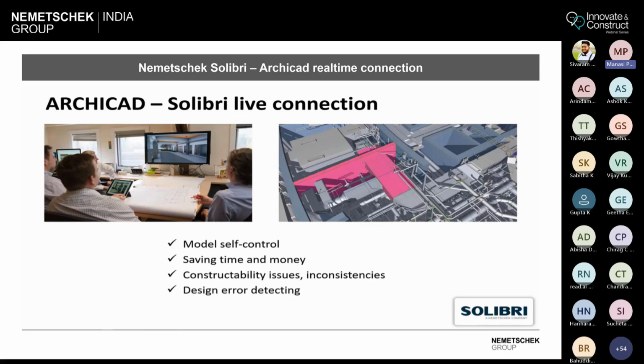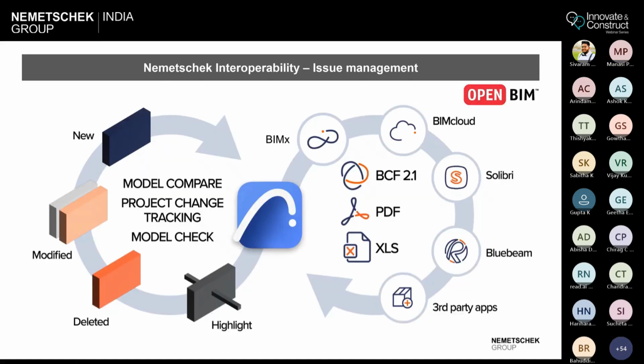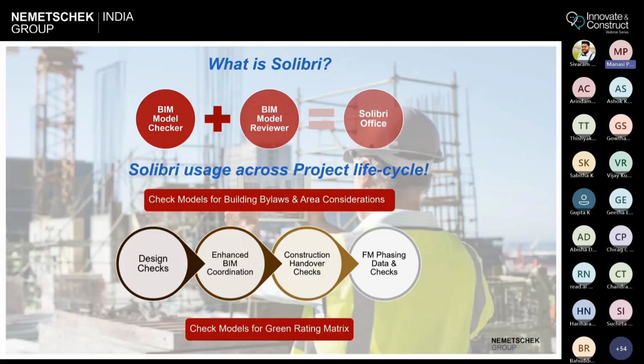And the design errors are also detected at a very early stage, when the model is in the making, and the collaboration is much faster because of the smaller file size of IFC. So the ArchiCAD and Solibri connection makes it smooth, easy, and productive for a designer's workflow. So if someone has to manage the issues with ArchiCAD and Solibri, all the model exchange, project exchange, tracking, editing and highlighting of the model is going through this Solibri interface, which can very well integrate with the BIM Cloud of ArchiCAD, the BIMx tab, as well as all the global formats like BCF, IFC, PDF, and XLS also. So now let's deep dive into Solibri more.